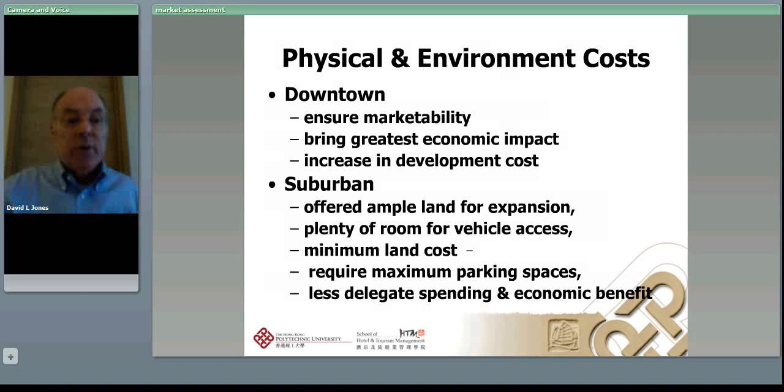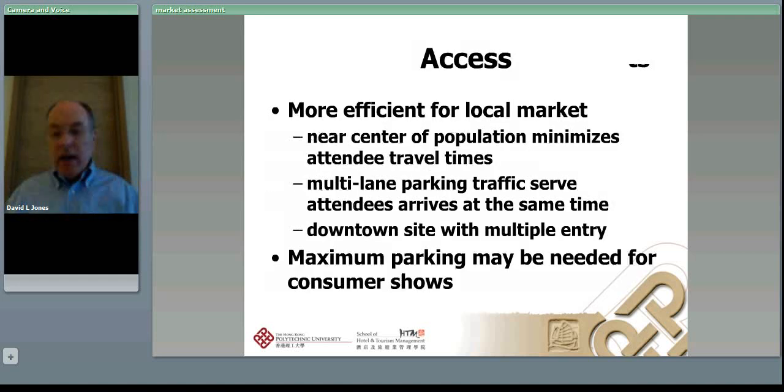Suburban area. If we choose to do it in a suburban area, we might have the land, room for vehicles, all that, maximum parking space, but then do we have the accessibility? Is it as easy to get to? Does it have the right kind of aspects there? So if we look at this in an overall aspect, we can see that access is another factor. More efficient for the local aspects of it, parking, all those things I've talked about already in terms of where we're at. The consumer shows being a big factor there.